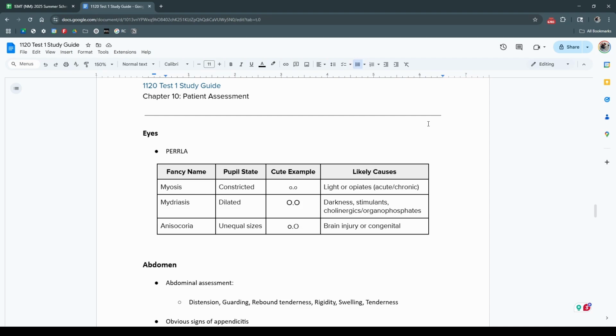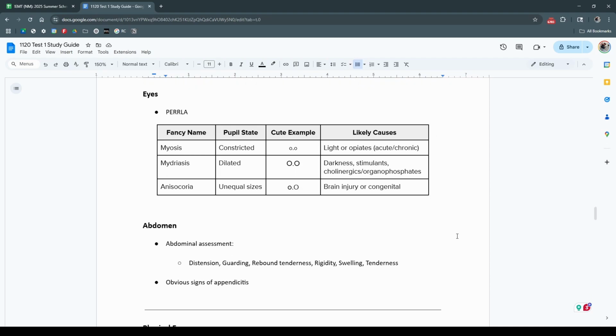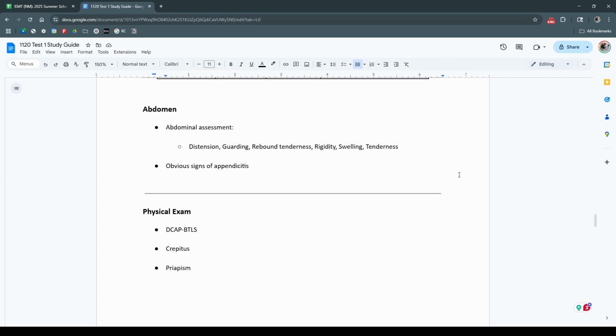When we talk about PERRLA, even though accommodation, the A, is not often assessed in the field, it's largely tested by moving an object closer to somebody's face, like if I bring my finger close to your face, and so that too should cause constriction. So there's a lot of things that can cause all of these presentations, and I've just kind of done my best here to highlight what might be correctable or worth considering immediately.